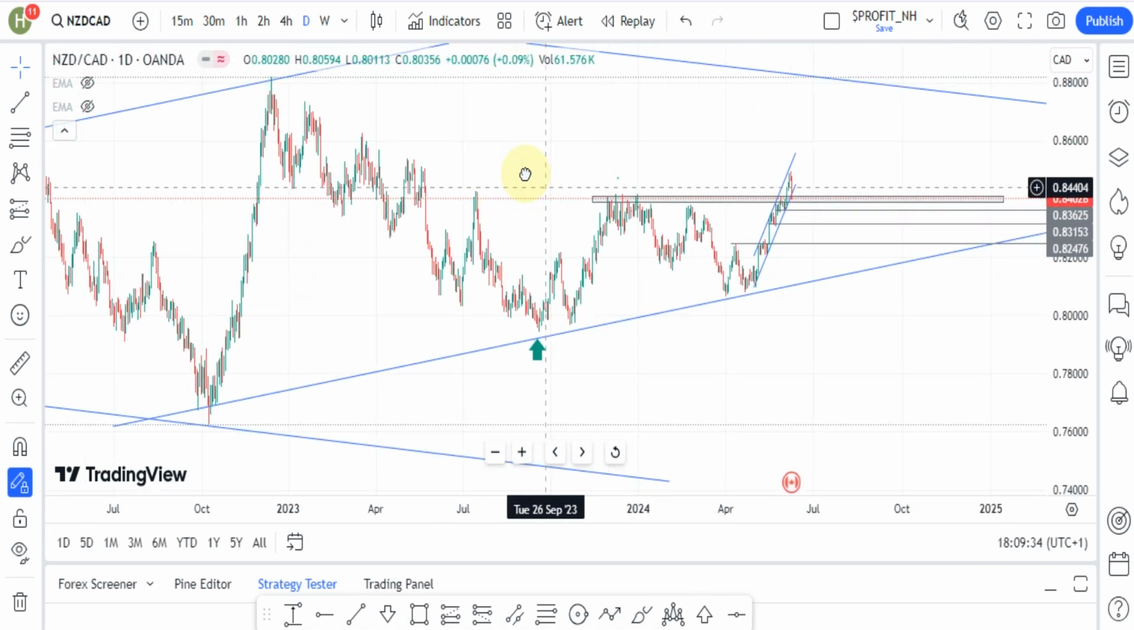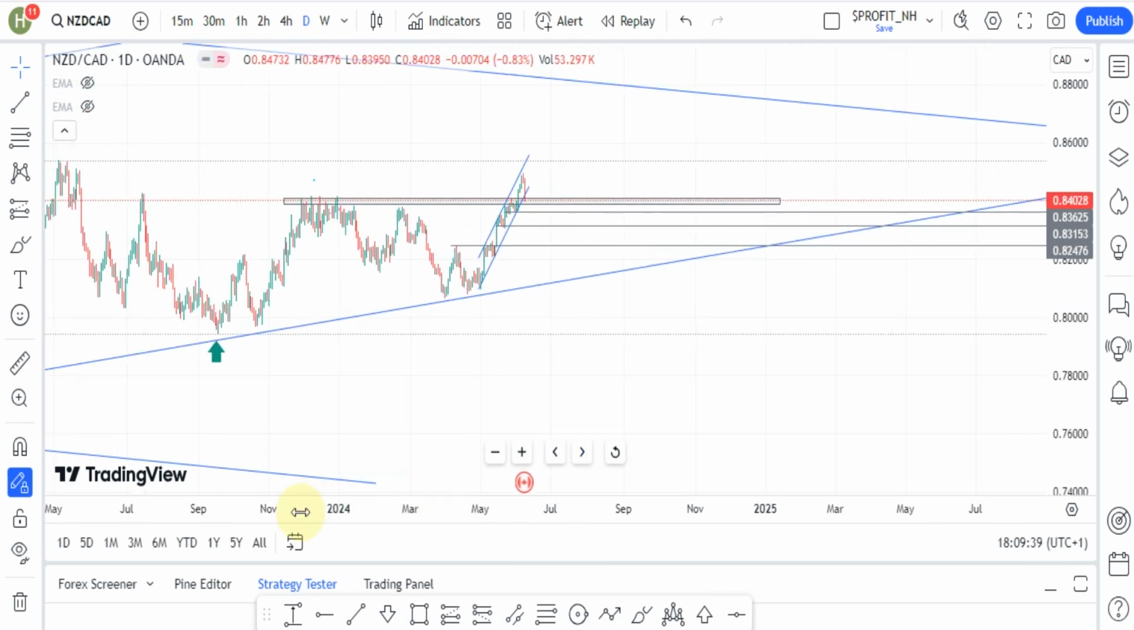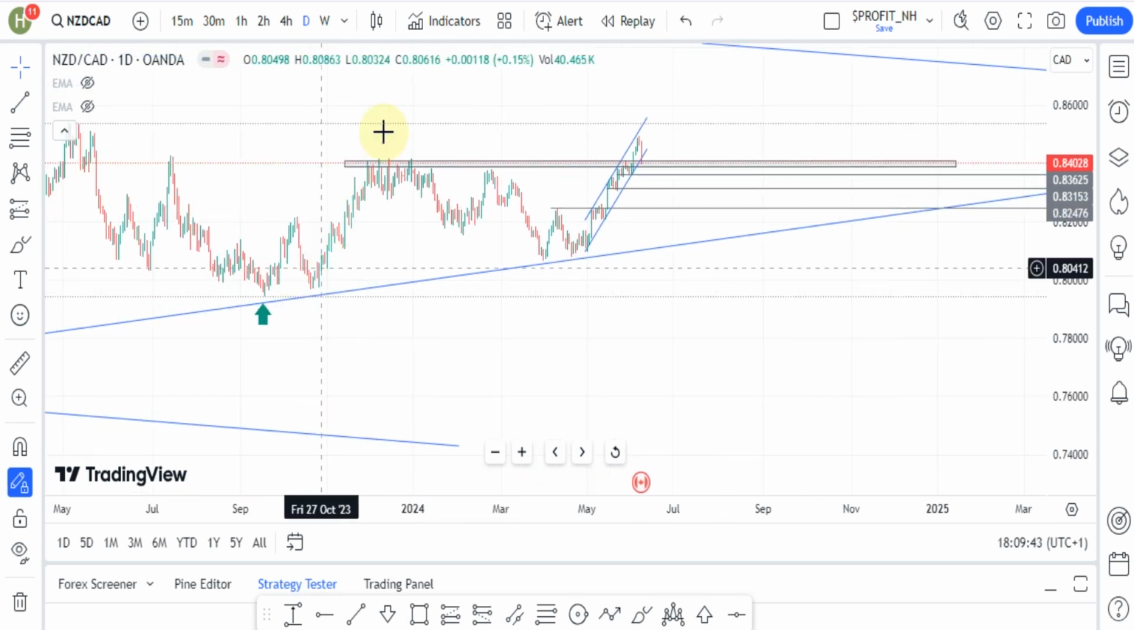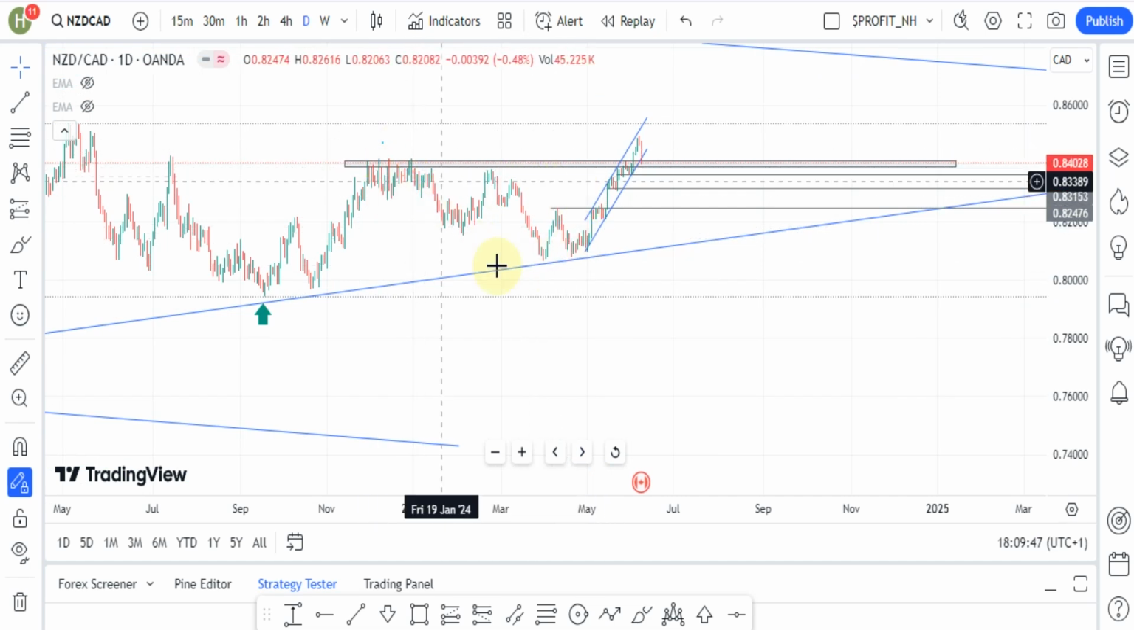So again, this is what we're looking at from the daily time frame. We see we had this impulse move from down here. Again, we had this correction at this point. We broke below this downward channel at this point.